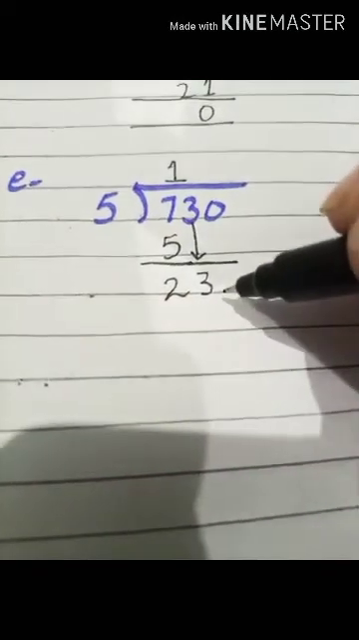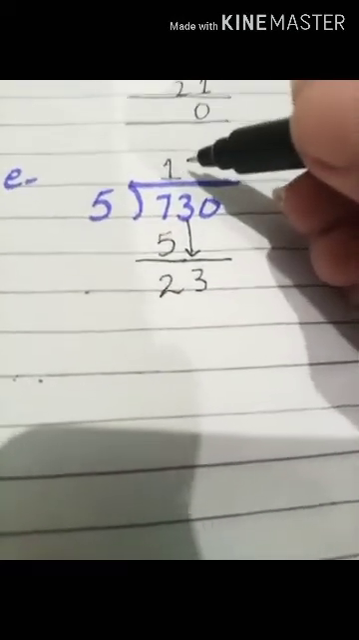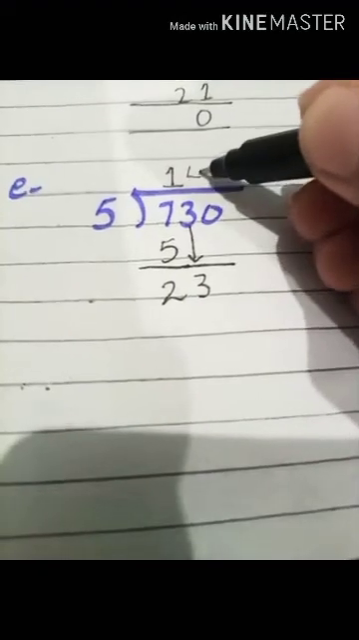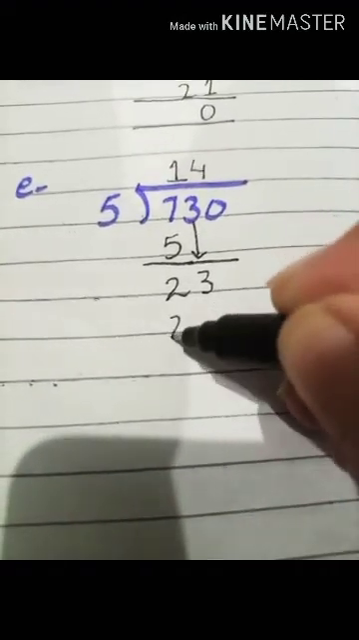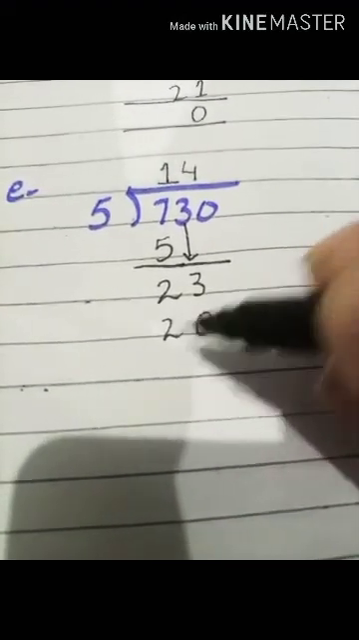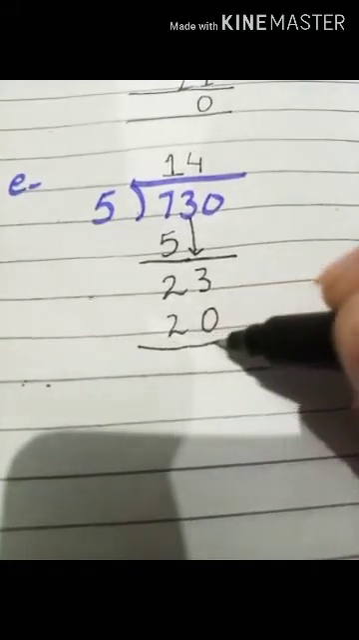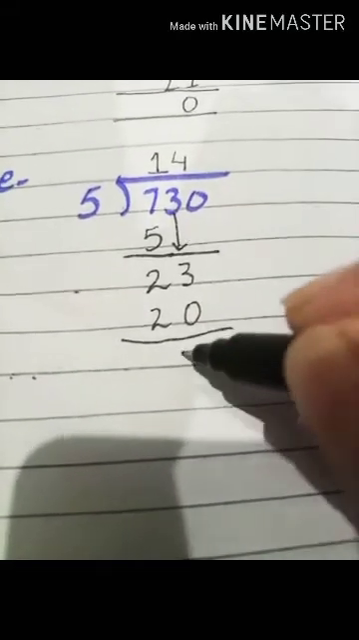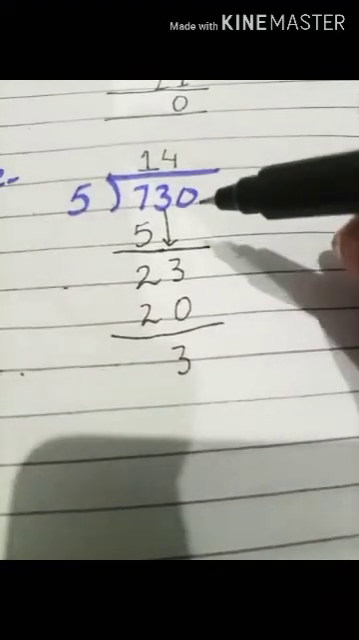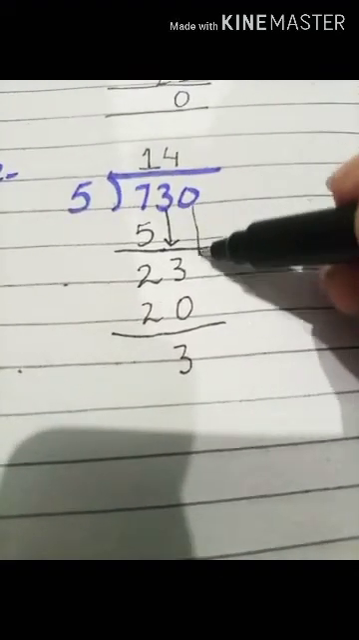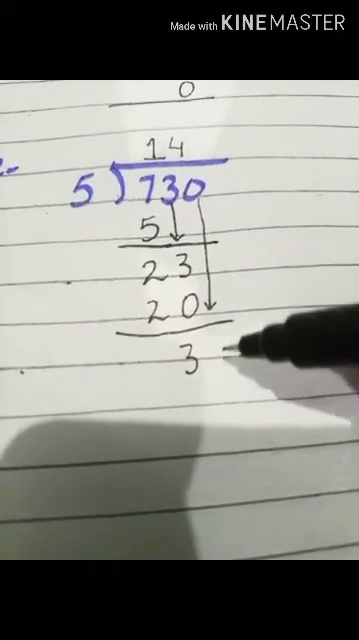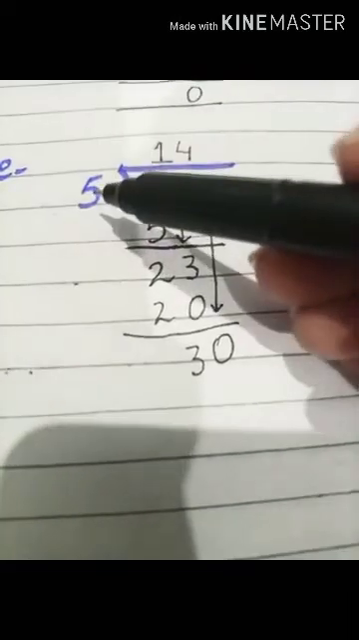So students, read the table of 5 to get the number 23 or smaller than 23. Yes, 5 4s are 20. Now students, I am writing the subtraction, 3 minus 0 is 3, and now this 0 is left, so I am writing it with this 3 because 3 is smaller than my divisor.